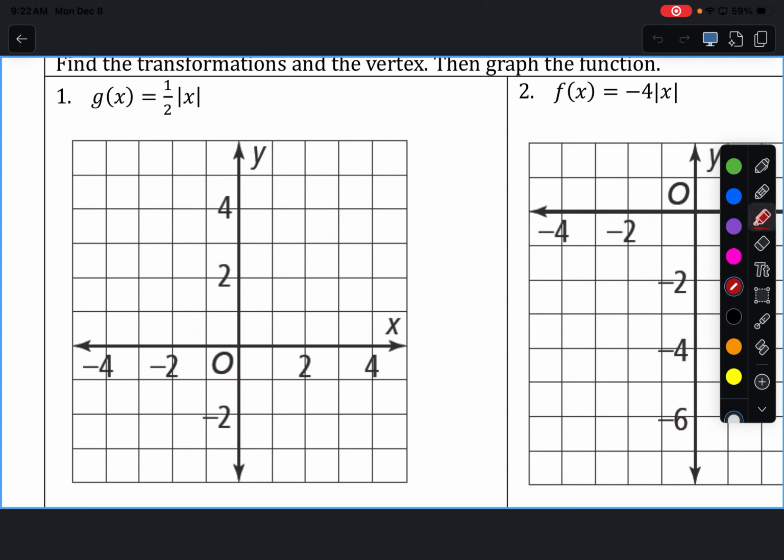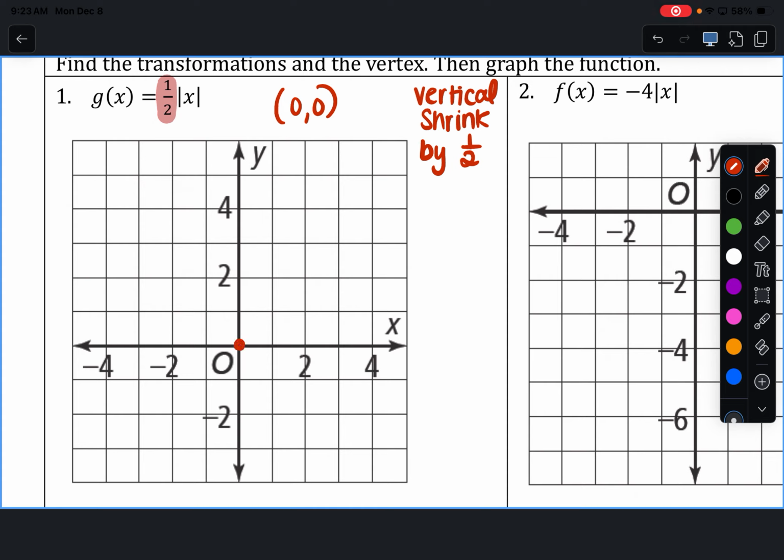It is a vertical shrink. That 1/2 right there causes a vertical shrink. So, it is specifically a vertical shrink by a factor of 1/2. But does a vertical shrink or a vertical stretch affect our vertex? No. So what is our vertex here? 0, 0. Our vertex is going to be at the point 0, 0.